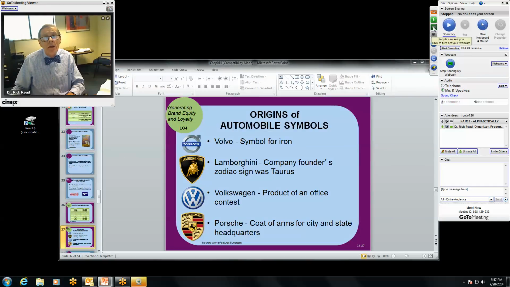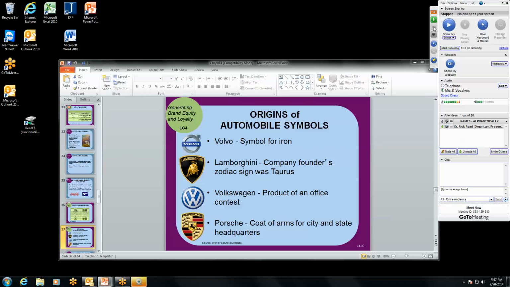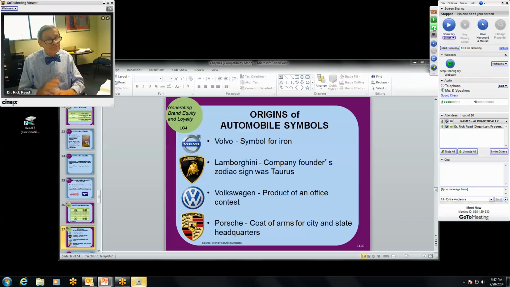Now these are just origins of symbols, how they got to be where they are. Now I don't want to spend a lot of time on that.